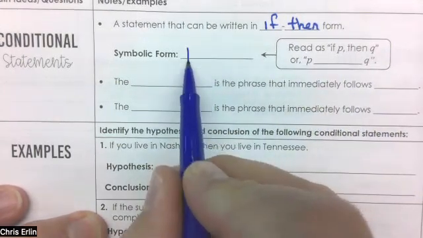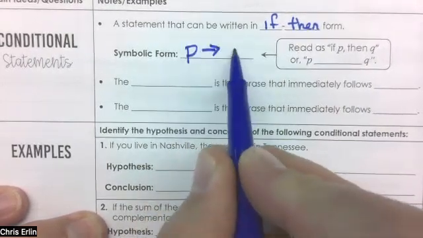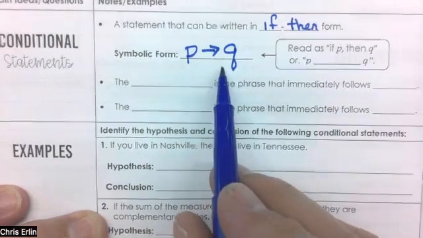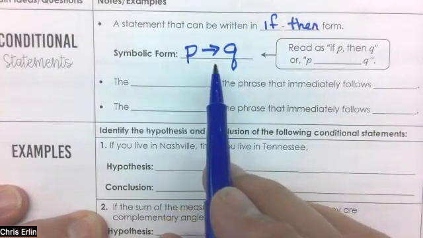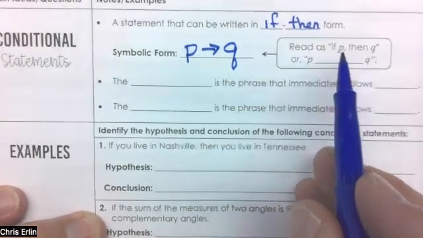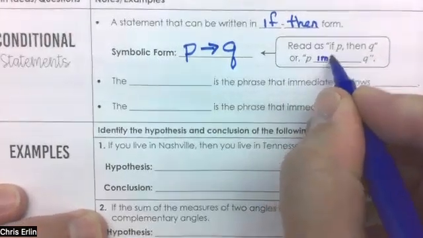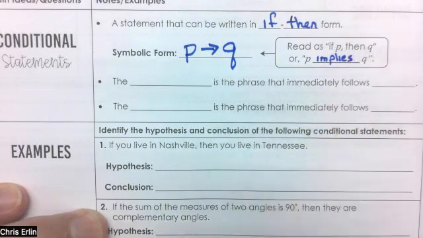So what we're going to use is P arrow Q. P implies Q. And you can read it either as if P, then Q, or P implies Q.